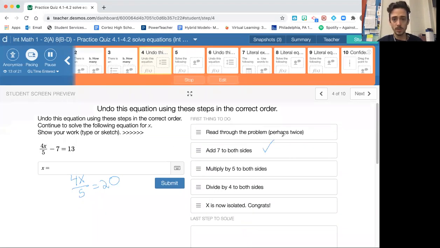We already added 7 to both sides. If we multiply 5 to both sides, that step's done. This is now claiming that 4x equals 100. And it's important to keep it 100. Divide everything by 4. X equals 25, staying alive, bacon and chive.